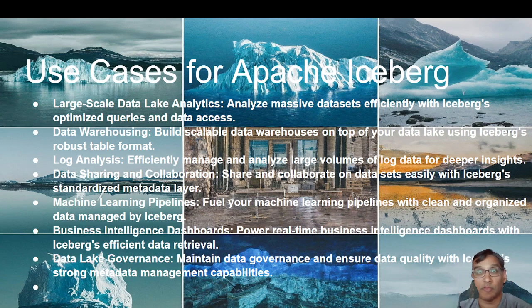Iceberg also simplifies data sharing and collaboration by providing a standardized metadata layer, similar to what you were seeing with Delta Lake. Now, machine learning pipelines benefit from Iceberg's ability to keep data clean and organized. Put it this way, as you're adding new features to the machine learning models, you want that data to be clean.